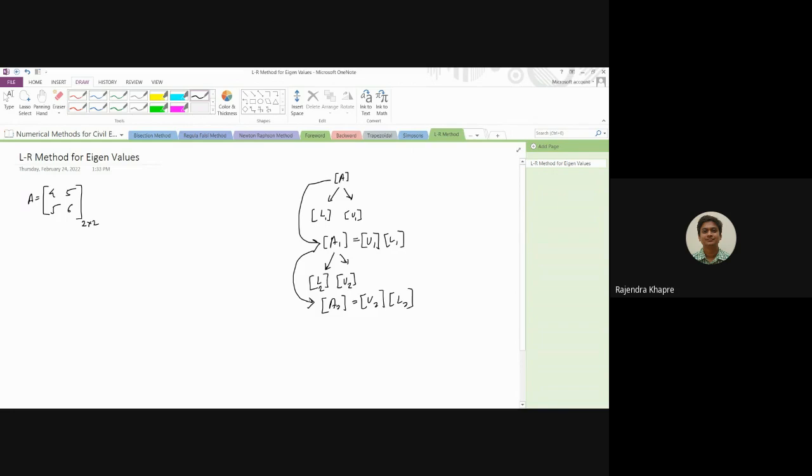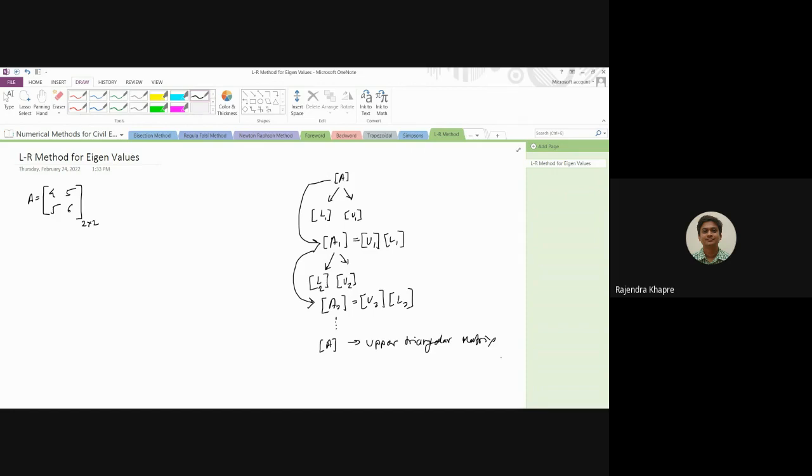Now you have to keep on doing this process again and again, unless and until this A matrix becomes an upper triangular matrix. So you have to repeat this again and again till it becomes an upper triangular matrix.